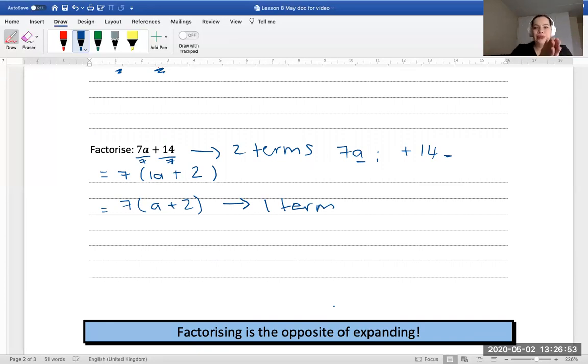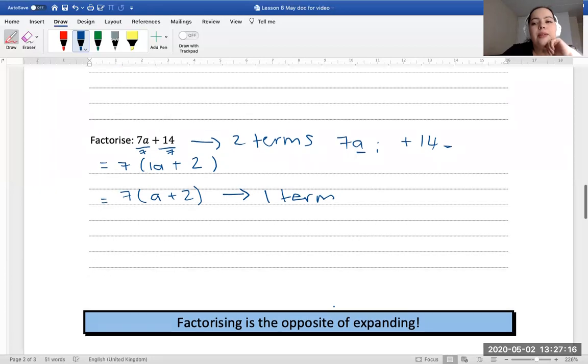Okay, so what we've learned up until now over our extension exercise was how to expand. We were multiplying monomials with polynomials. We were multiplying binomials by binomials with the FOIL method. We were squaring binomials. So now we know how to do that. Now we're going to learn the opposite, which is factorizing. So factorizing is the opposite of expanding.